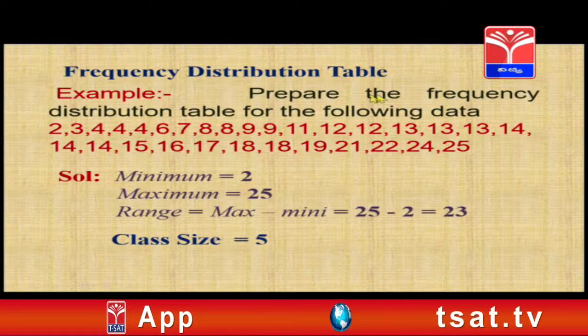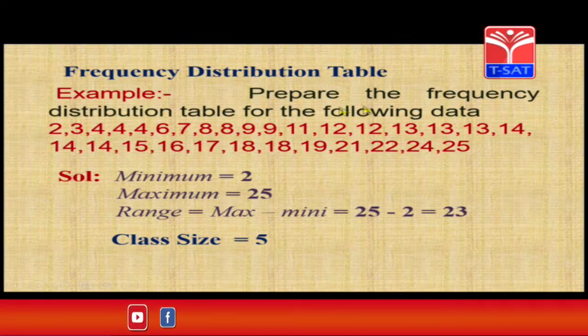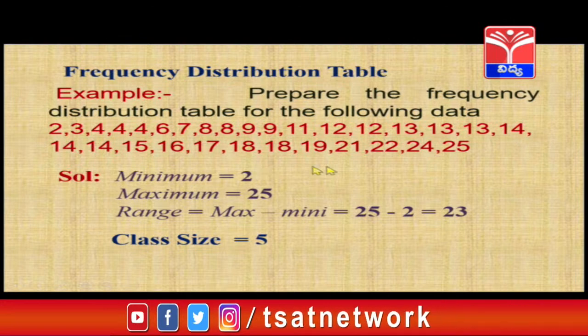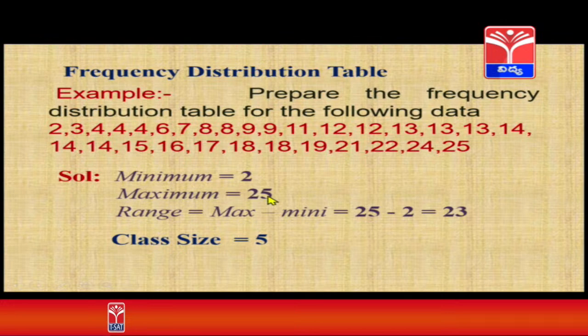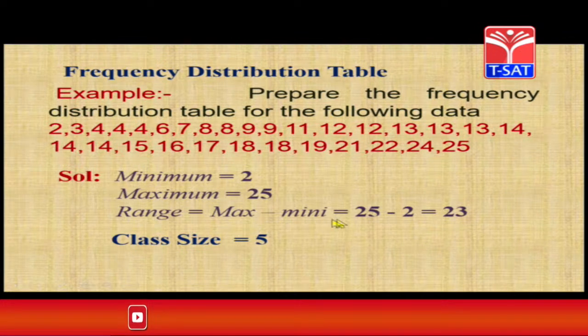Here, prepare the frequency distribution table for the following data. Here you can see there are 30 observations, and among all of these, which is the smallest number and which is the highest value here? So, the minimum is 2 and the maximum is 25. You call the difference between the minimum and maximum the range. So, range is equal to maximum minus minimum, that is 25 minus 2. How much is it? 23.